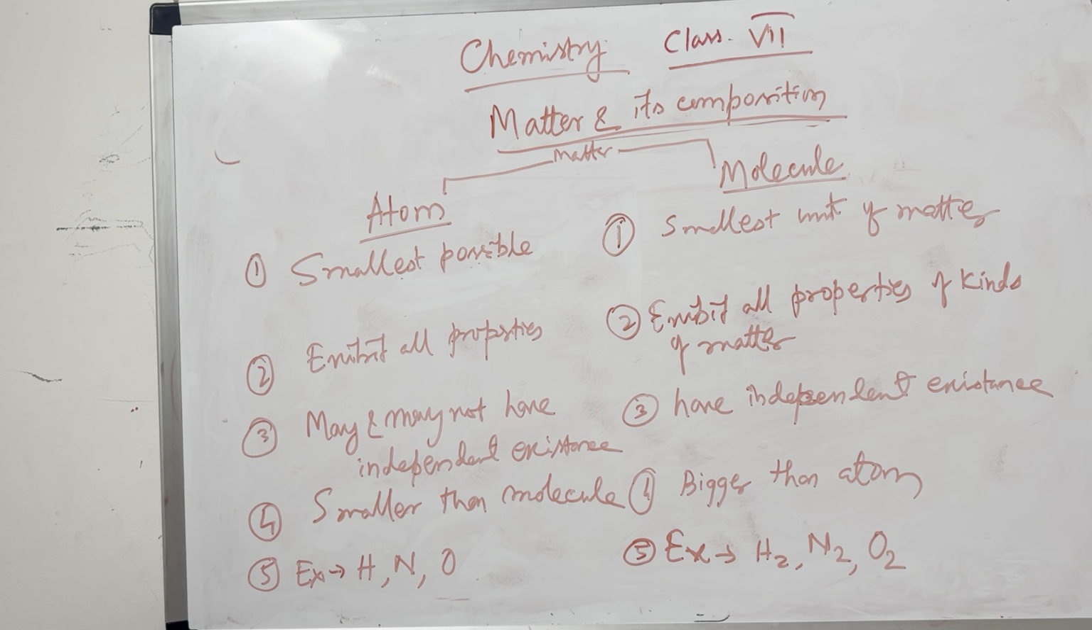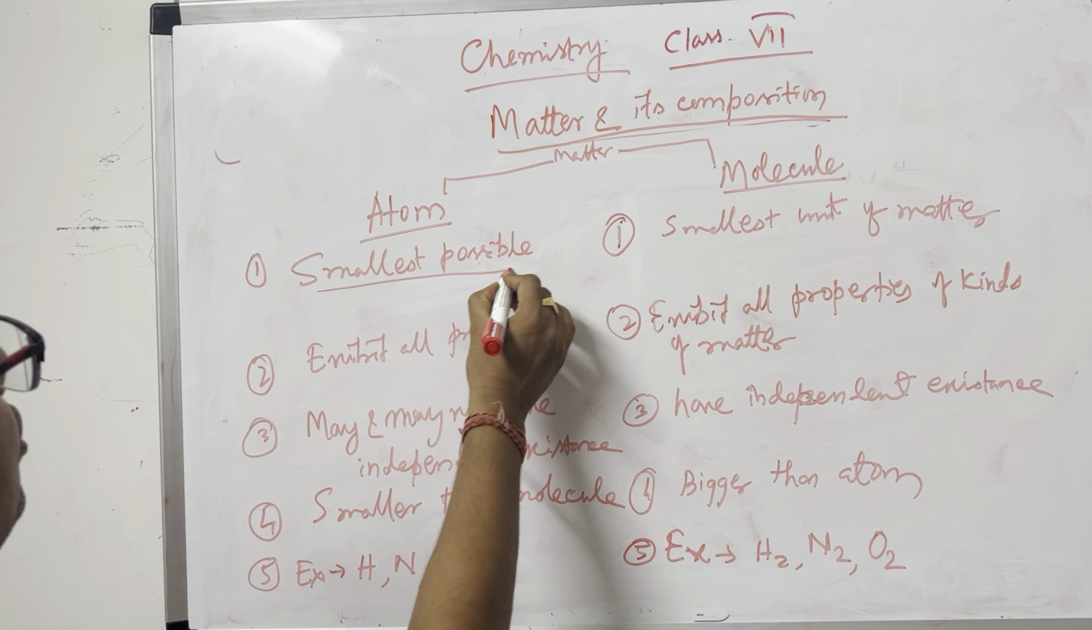Then next we will discuss atom and molecule. An atom is the smallest component of matter. So we will see the difference. There are four differences between atom and molecule. The atom is the smallest possible.